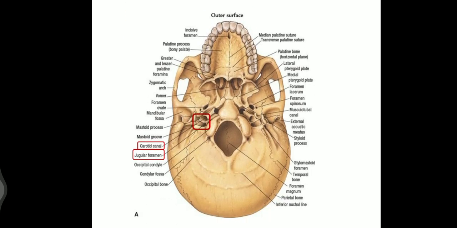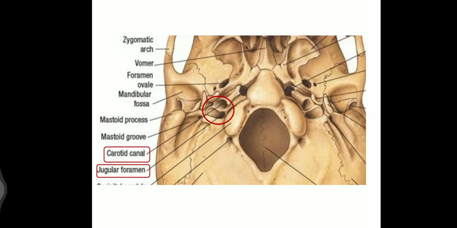So this is the base of the skull, the norma basalis. If you see the norma basalis, the big opening is the foramen magnum. I have zoomed it for the slide. Anterolateral to the foramen magnum, we can see two openings. The top of the slide is anterior, this one is the posterior, and this one is the foramen magnum.